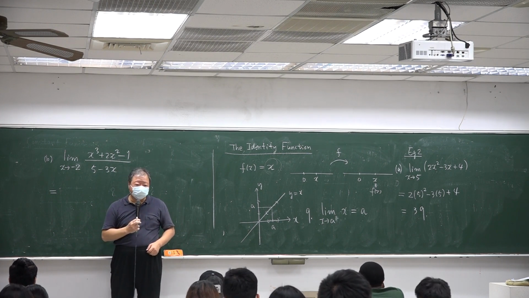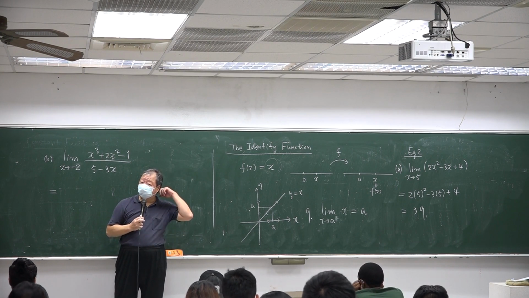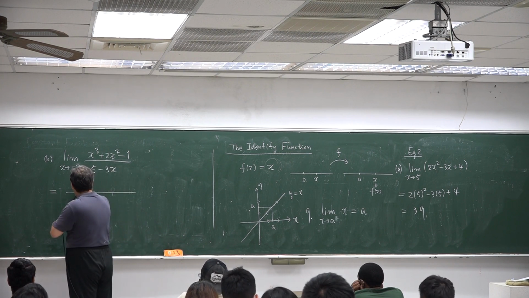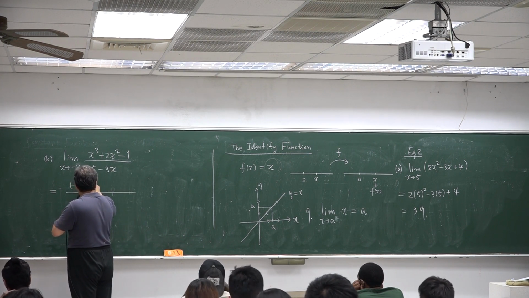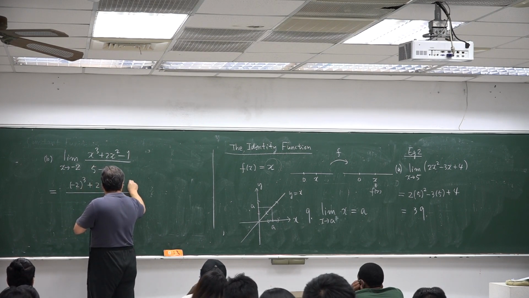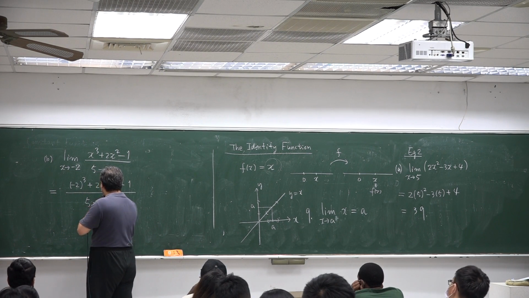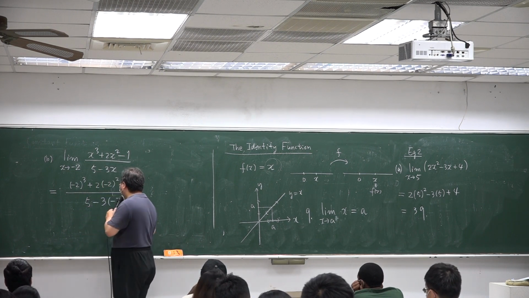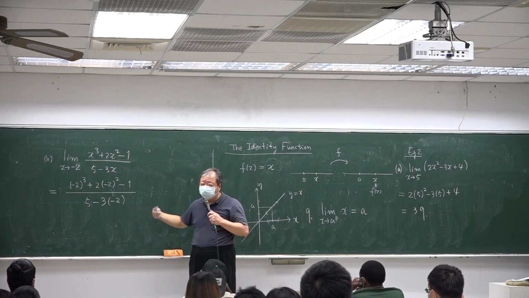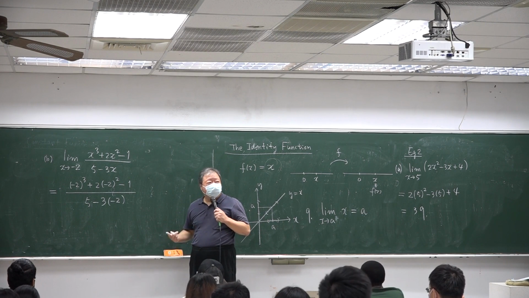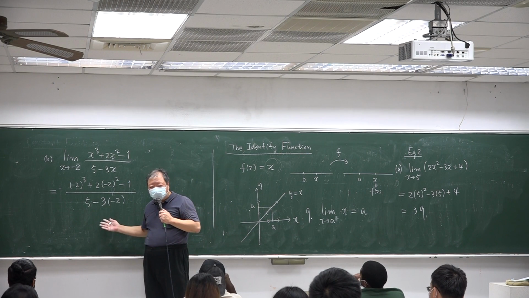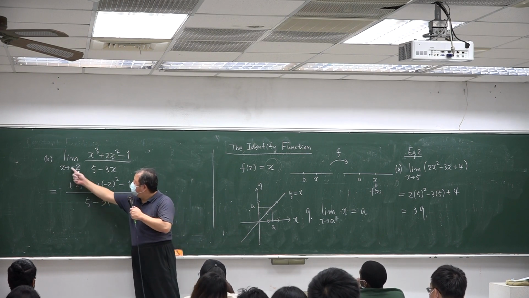One is a constant function, another one is the identity function. We know the value of this limit should be minus 2 raised to the third power plus 2 times minus 2 squared minus 1, over 5 minus 3 times minus 2. So we can obtain the value by direct substitution. In the future, we will see a function that has this property is called continuous at this position.